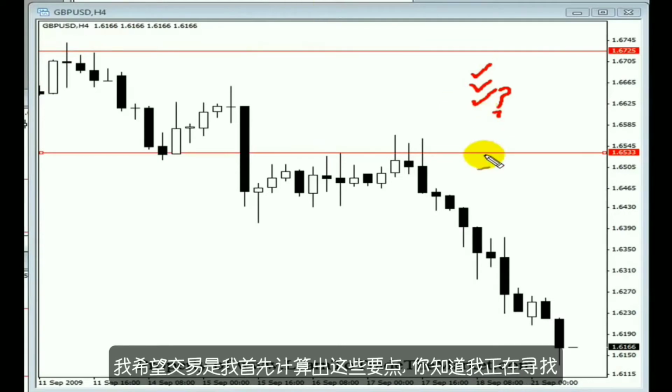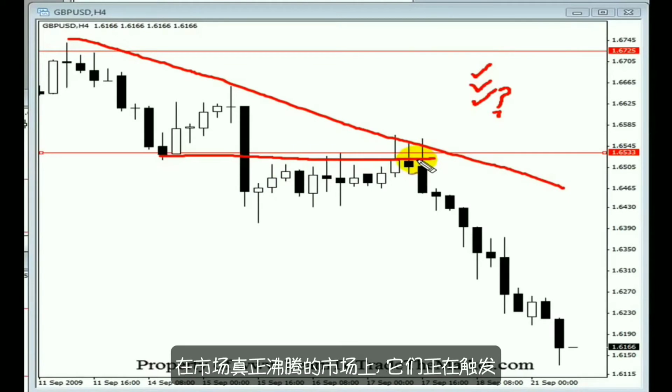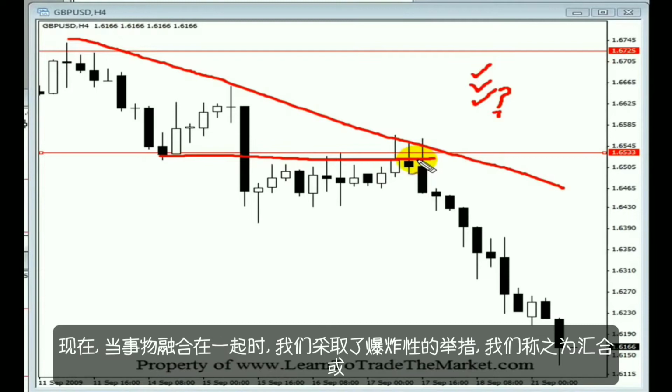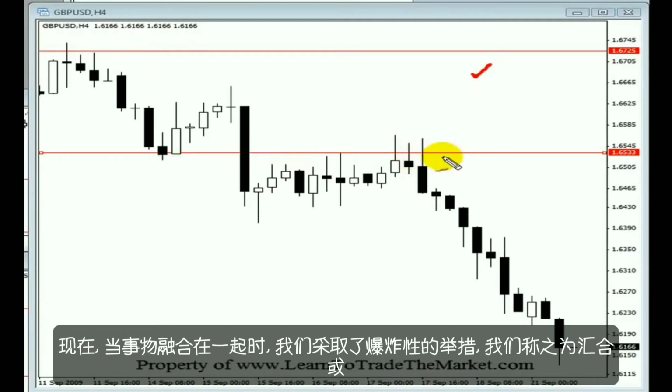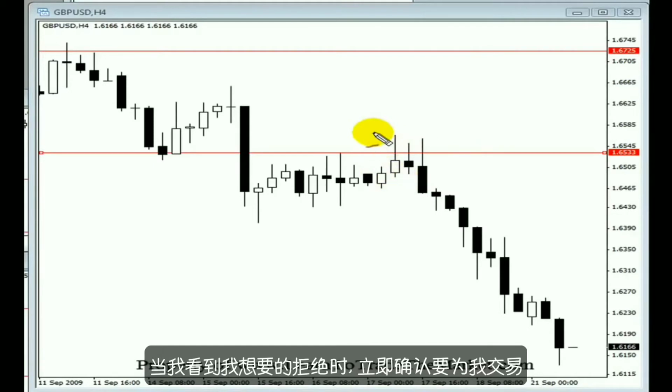The way that I look to trade is I work out these points first. I look for that downtrend, I look for the horizontal level, and then I look for that hot point in the market where things are really boiling, where they're creating a trigger for an explosive move. Now when things come together, we call that confluence or an intercept. When we see these rejections on the candles, that's the confirmation to get into a trade for me.